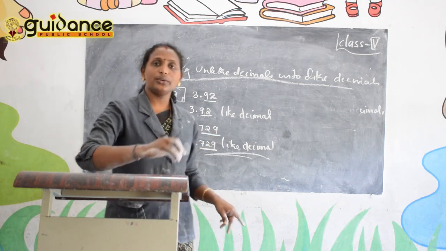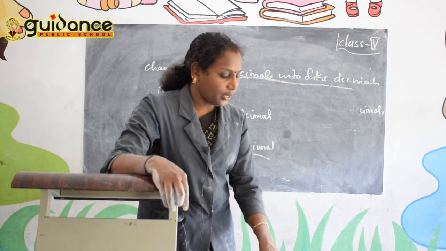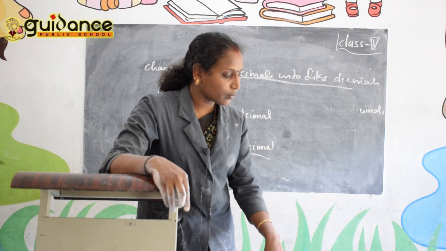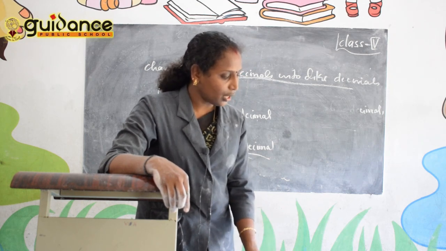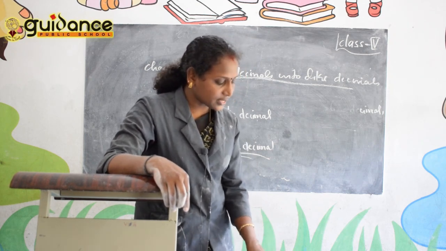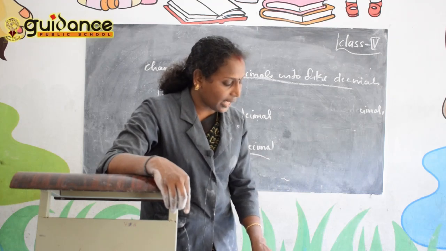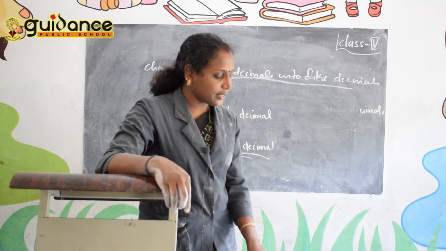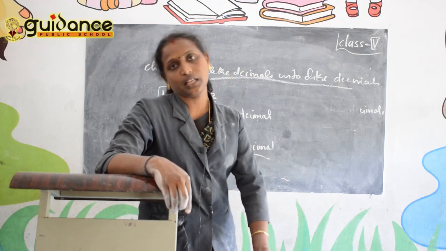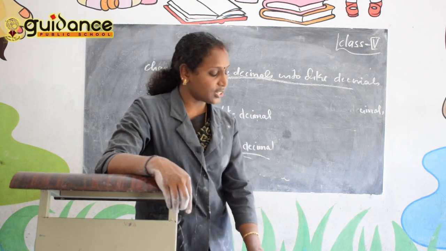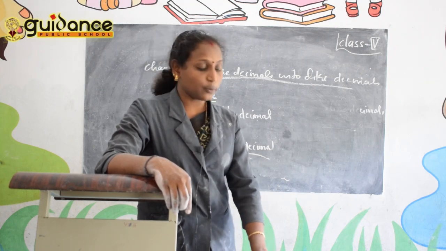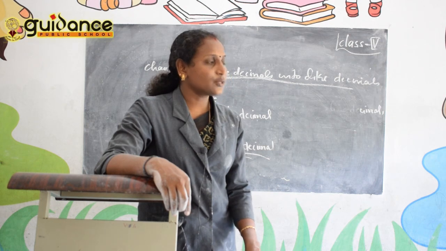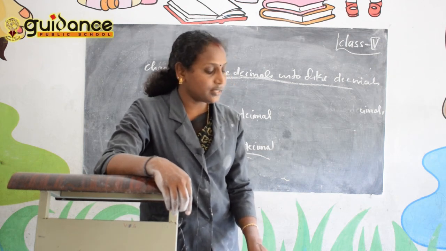Okay, so this is today's portion, and I already told you the exercise for homework. Next, change the unlike decimals into like decimals, exercise 1.3c. So these are today's portions. Any doubt in this portion? It's very easy and a very important chapter, decimals.